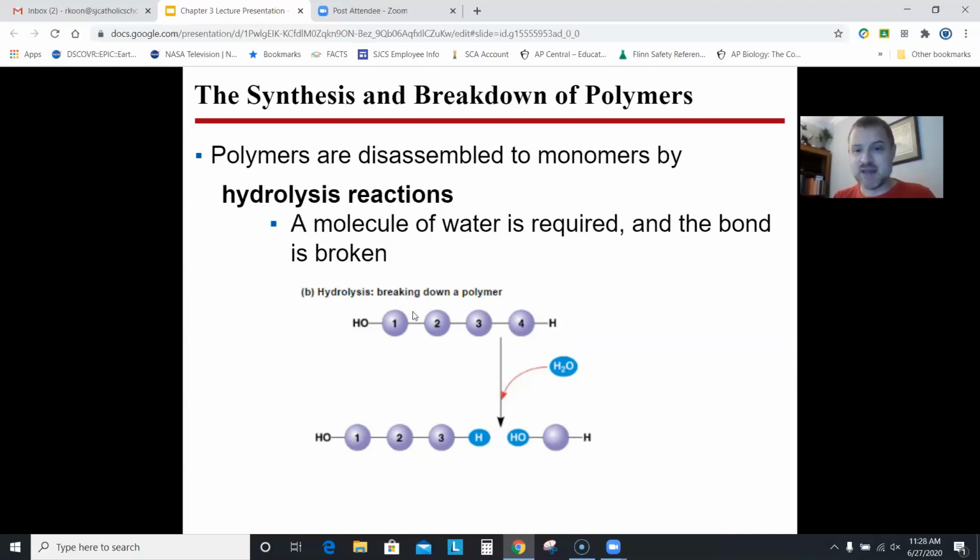So same sample question. I want to break 100 bonds. How many water molecules do I need? I need 99. Because when you break that first bond, you now have 2 pieces. If I want to break 10 bonds, you need 9 waters.